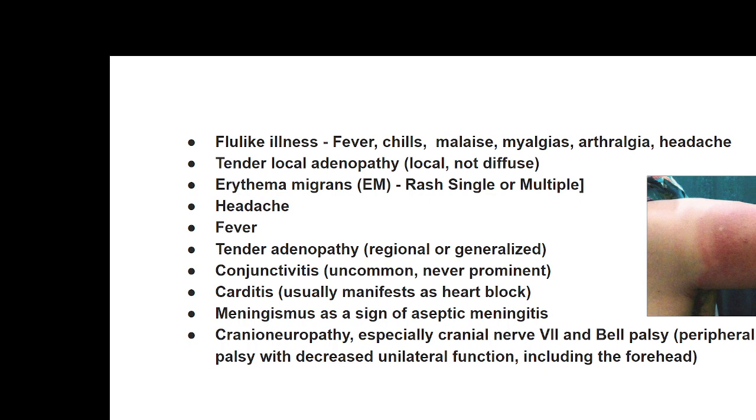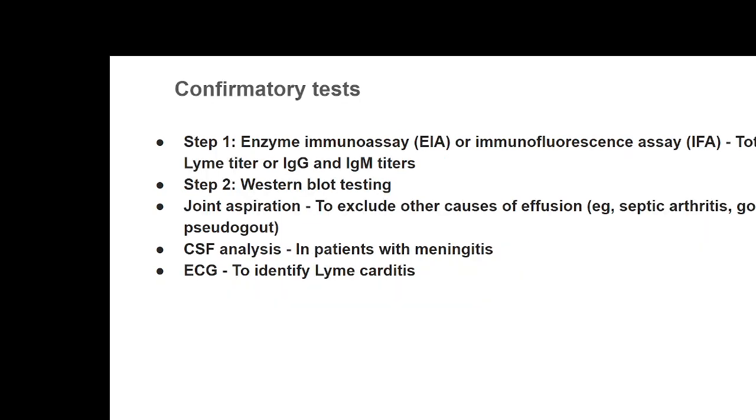Cranial nerve 7 or facial nerve palsy could present as such, which could be paralytic and unilateral, including the forehead. That's a typical lower motor neuron type. It can be confirmed by a specific test, the enzyme immunoassay, which is now available. Lyme disease immunoassay tests are available.